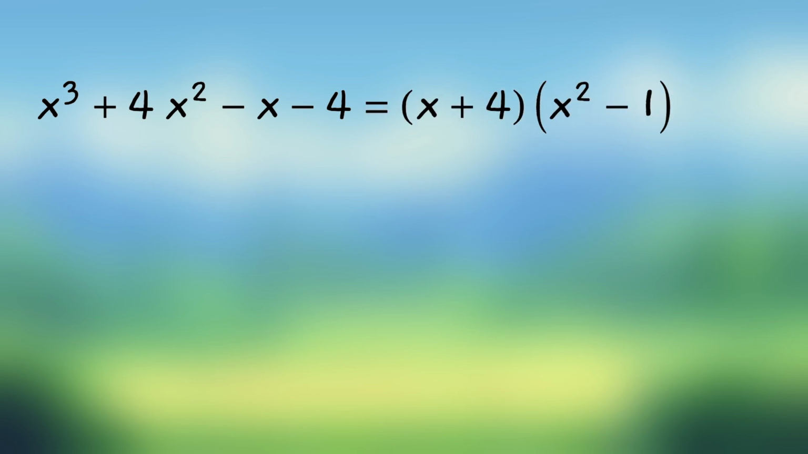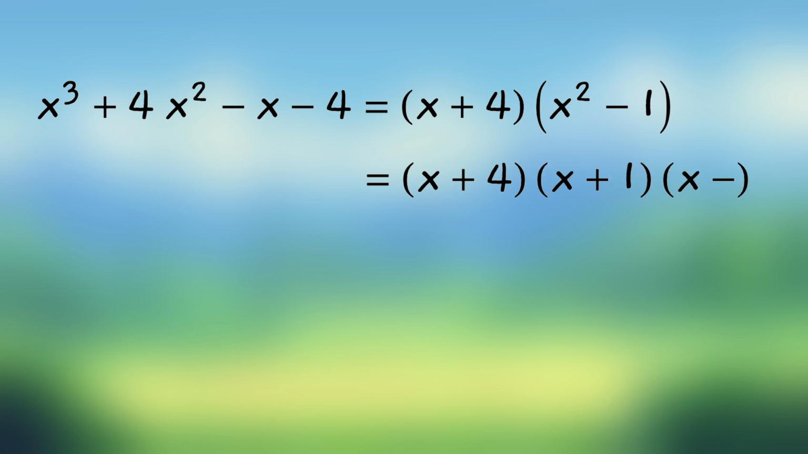And we can keep going. Just like with 30, we factored, first as 5 times 6, then 6, we broke it up into 2 times 3. Here, we can do something similar. We can keep factoring up the parts. On the right-hand side, we have x plus 4, and x squared minus 1 can be written as x plus 1 times x minus 1.